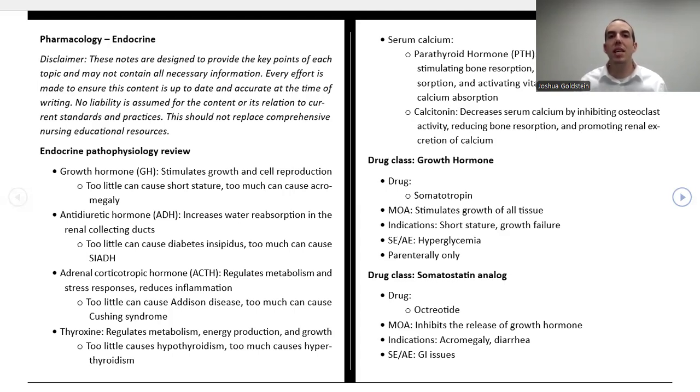Growth hormone stimulates growth and cell reproduction. If you don't have enough of this, you end up with short stature. If you have too much of this, you're diagnosed with acromegaly. To assess for this, we use the lab GH, or growth hormone, which is a lab we can check.